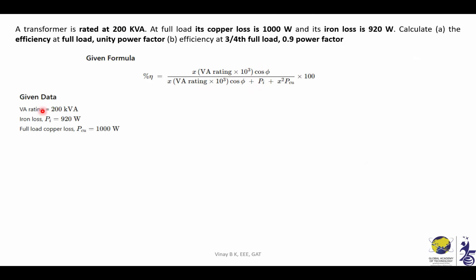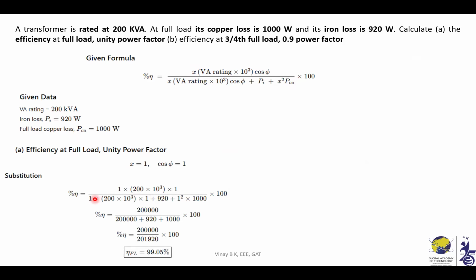So you can see the VA rating they are given 200 kVA and iron loss they are given 920, copper loss they are given 1000 watt. So you need to find the efficiency at full load unity power factor. That is when X equals 1, cos phi equals 1, VA rating you know, PI you know, PCU you know. So just substitute the values, you'll get the efficiency at full load. That is when X equals 1, power factor is 1.